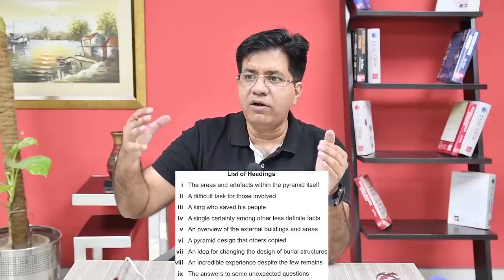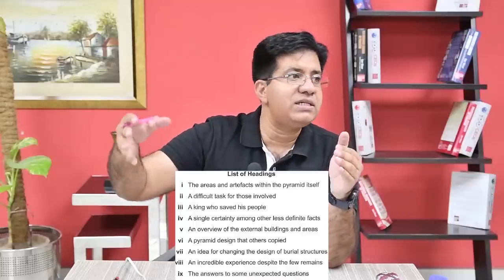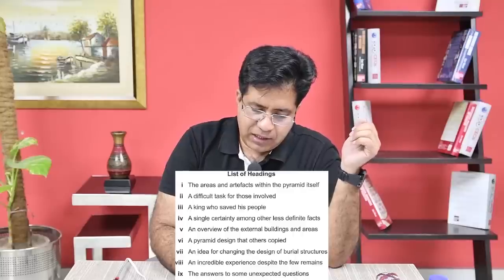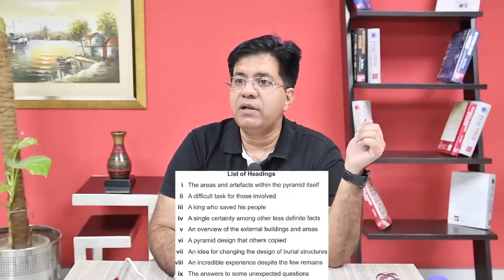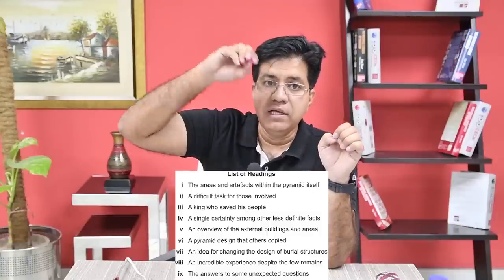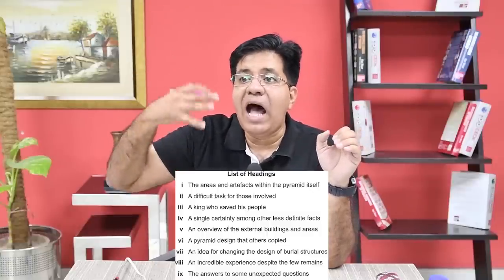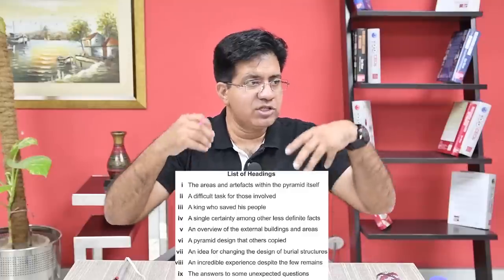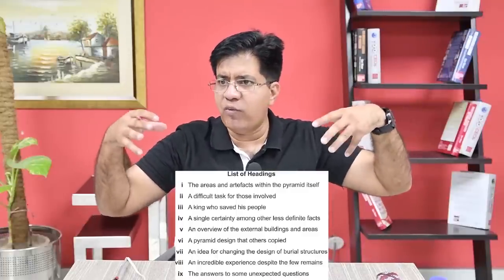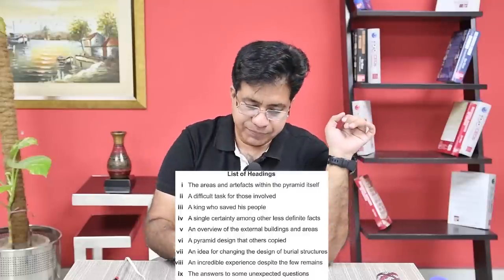And people involved, for people, they can use the word masons, laborers, and all that. Heading number three. A king who saved his people. In a paragraph for king, they will use the name of the king. Saved his people, they will tell us how he saved his people. There was a war that he protected his people from, or there was a flood or earthquake, so whatever, right?